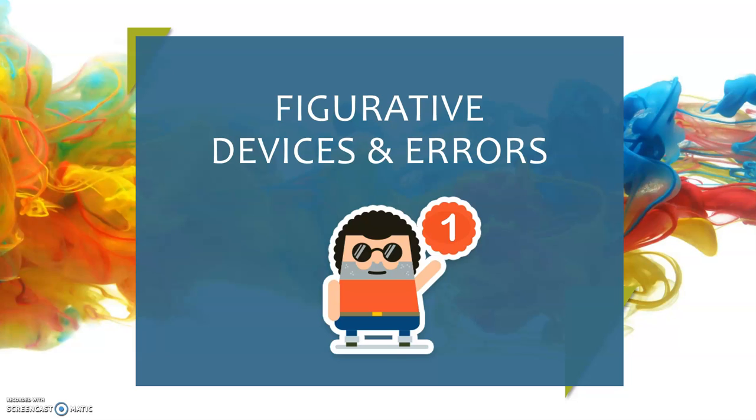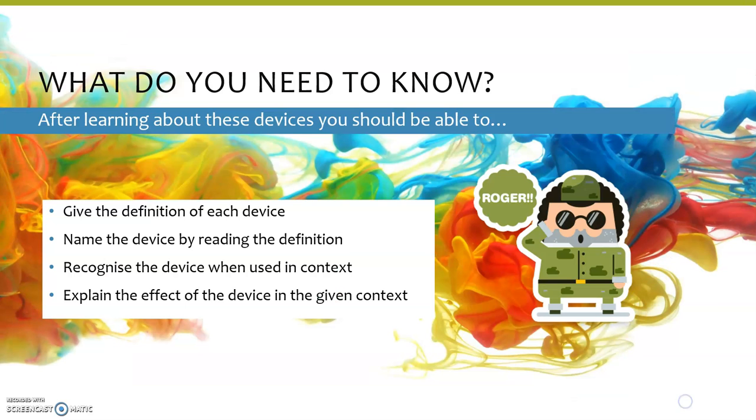This is the first of several lessons on this topic. We've divided the videos up into sections, and so the beginning of each video will include this information just to remind you that when we're learning about these devices, there are several things that you should be able to do at the end of each module. You should be able to give the definition of each device if you're given the device. If you're given the definition, you should be able to name the device. Those are the basics. Then the more advanced part of this section is to be able to recognize the device when it's used in context.